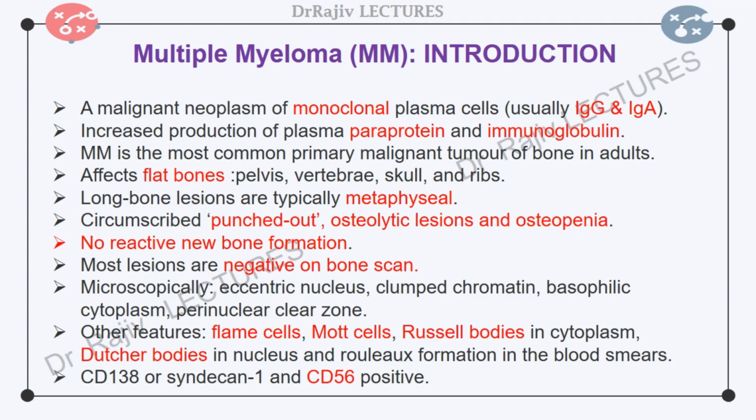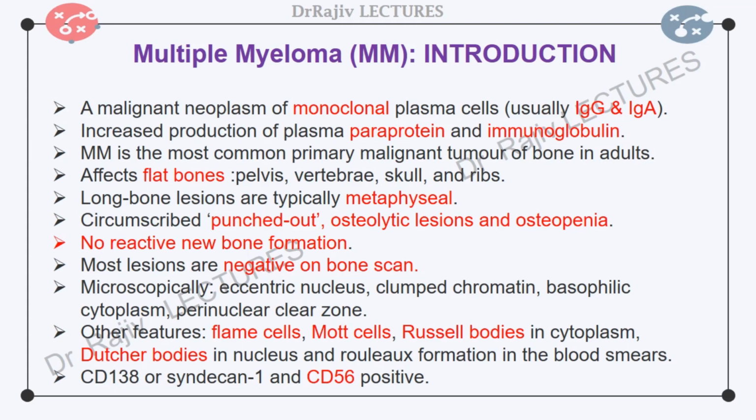Lesions begin in the medullary cavity, erode cancellous bone, and progressively destroy the bony cortex, often leading to pathological fractures. Pathological fractures are most common in the vertebral column, but they may occur in any affected bone. It produces classic punched out osteolytic lesions and generalized bone loss or osteopenia.